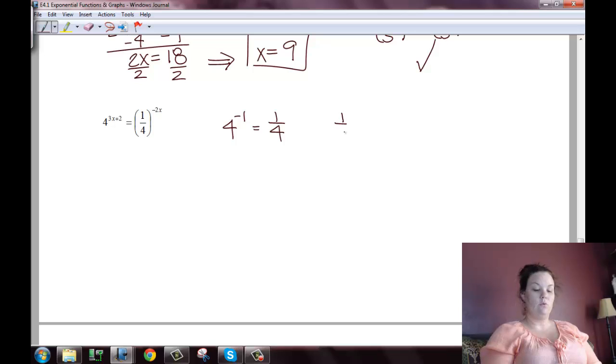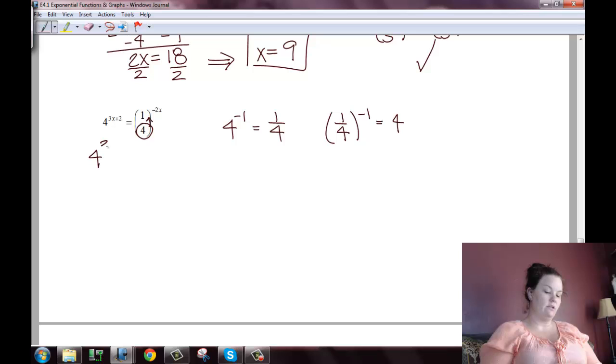Or I could do 1/4 to the -1 gives me 4, correct? Because I can flip it, right? As long as I use a negative exponent. Or I can think about this as I would like to move this 4 to the top. If I move that 4 to the top, it becomes 4 to the -1. Either way you want to do it is fine. So I'm going to move it up, make the 4 to the -1 power.